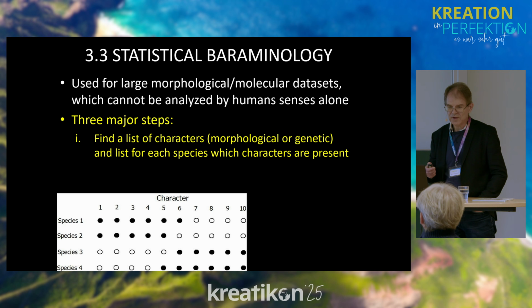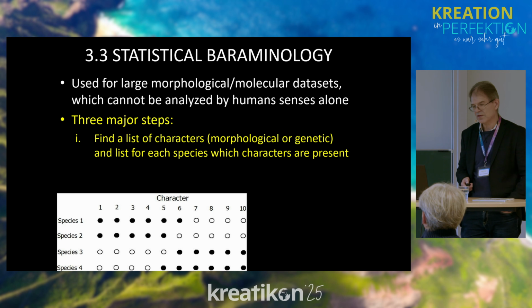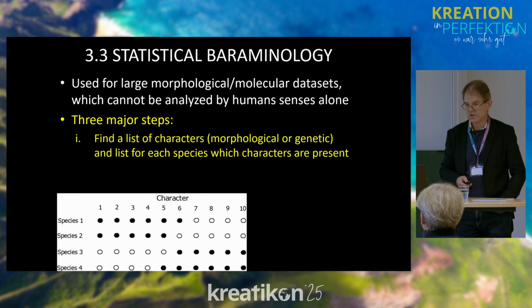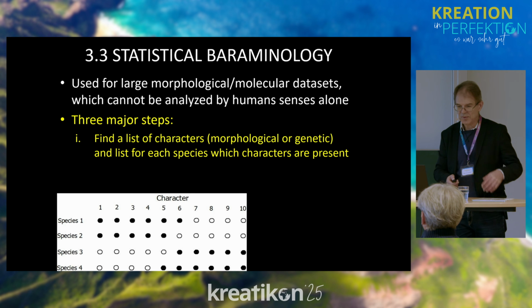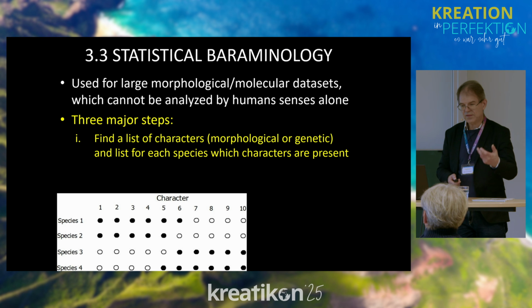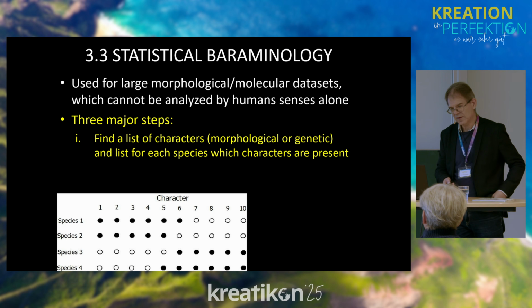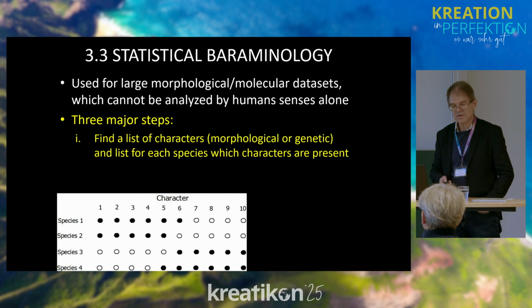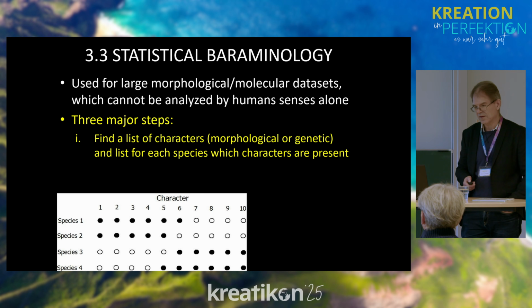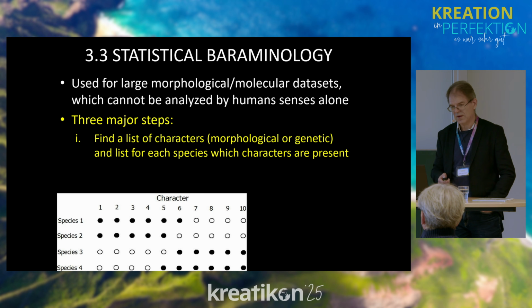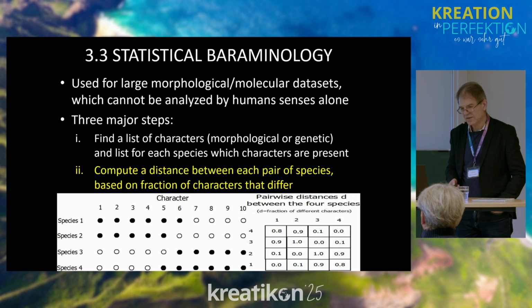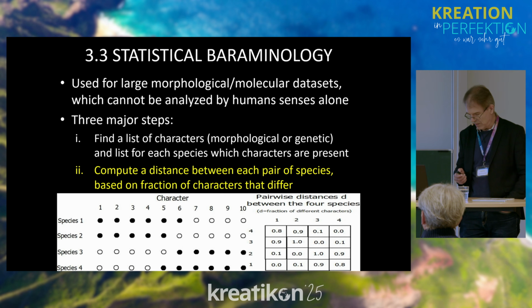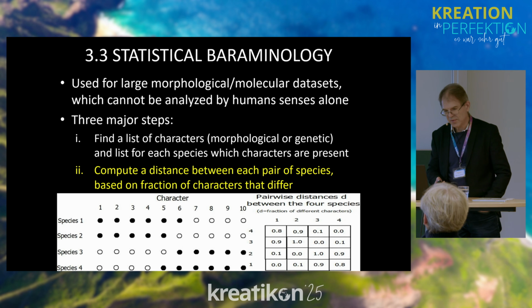First, you need to find a long list of characters. In this case I only have 10 characters, and they could be morphological or genetic. Then for each species you list whether that particular character is present or not. The filled circles represent characters that are present for each species, and unfilled circles mean that they are not present.